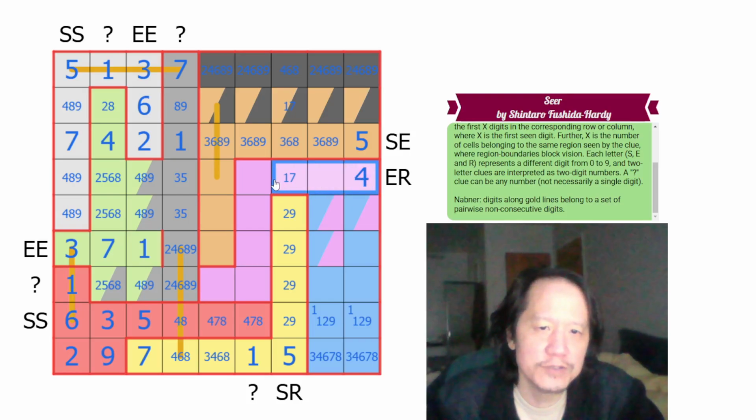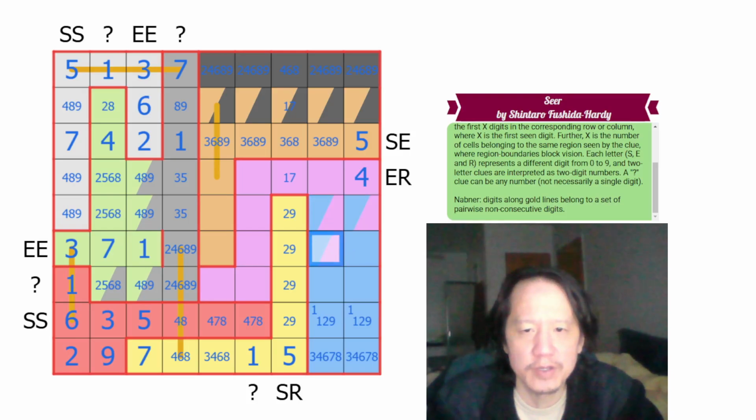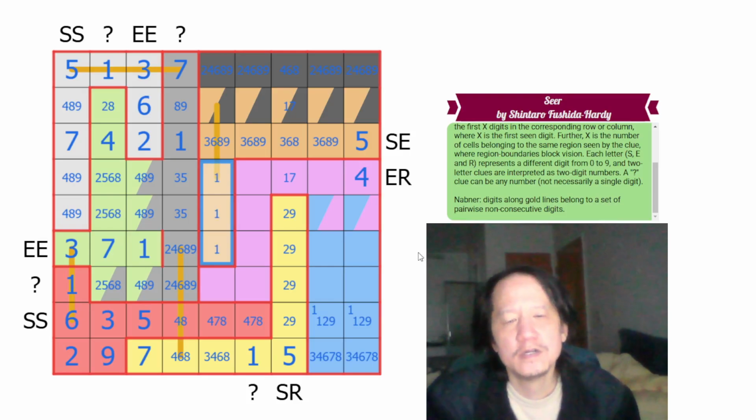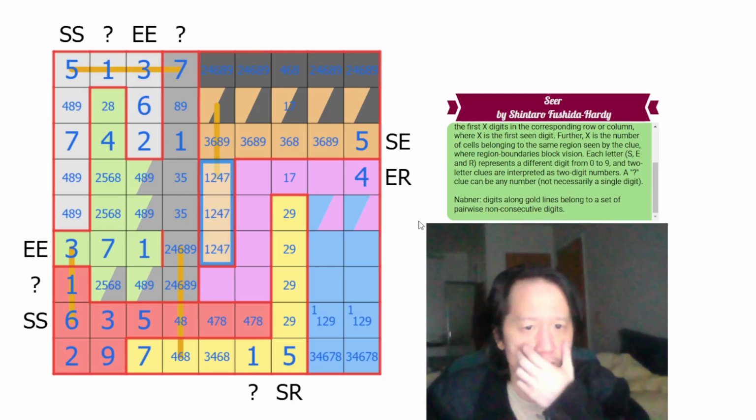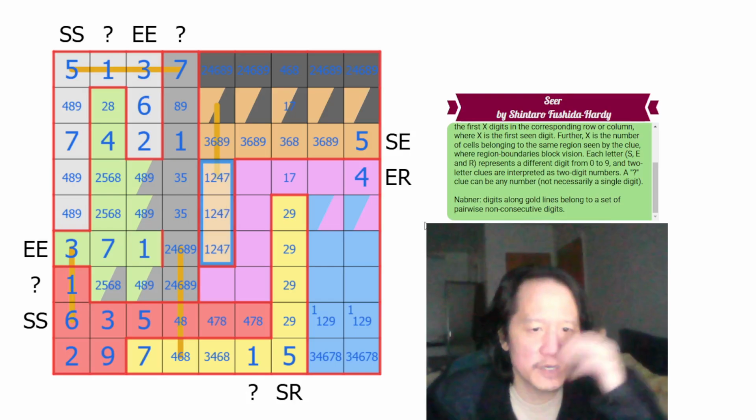So we have 1, 2, 3, 4, 5, 6, 7, 8 pinks. We now have 1 extra, which is one of these two, so this cannot be pink. This has to be blue. The rest of this is 1, 2, 4, or 7. But we're not sure which one.